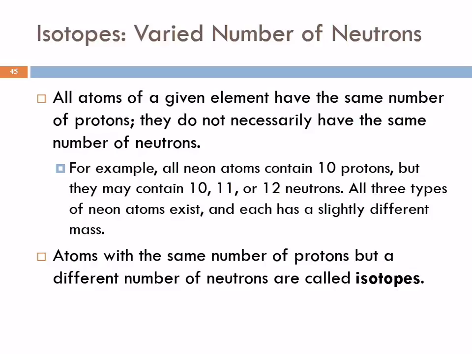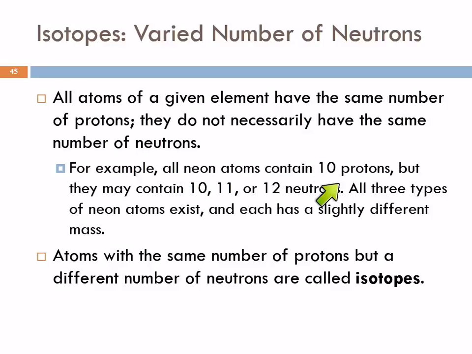We've kind of alluded to isotopes. And that was one of the issues we said that we had with Dalton's atomic theory. It said that all atoms of a given element are exactly the same. They have the same mass. And now we know that that's not quite true. All atoms of a given element have the same number of protons, but they can vary in their number of neutrons. So the example here is neon.